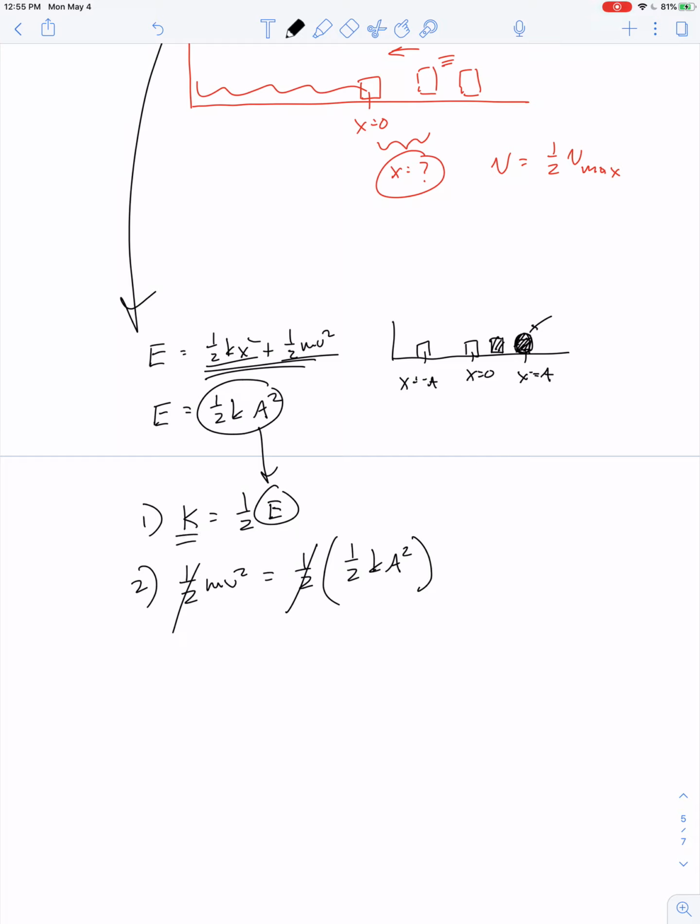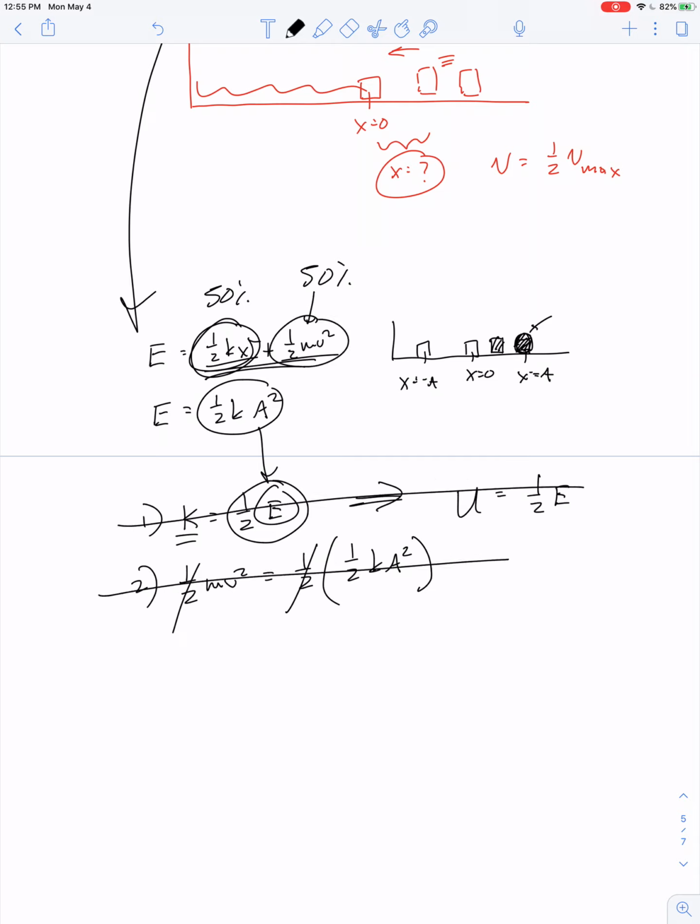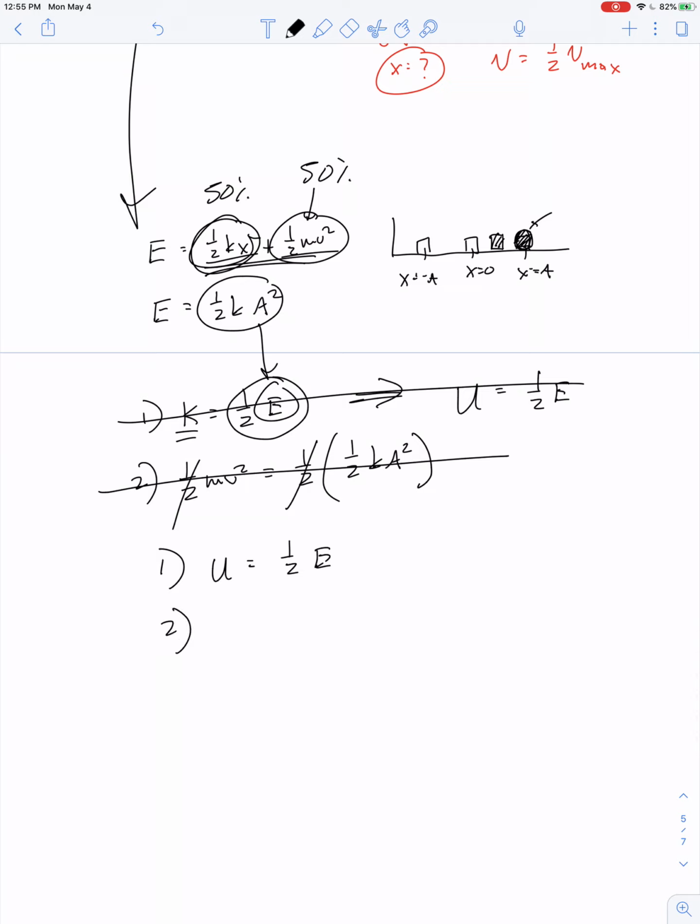If the kinetic energy is half of the total mechanical energy, then that implies the potential energy is also 1/2 the mechanical energy, right? In other words, the energy is split 50-50 between potential and kinetic. So I suppose a better way to do this would be to say U equals 1/2 total energy. So 1/2 k x squared equals 1/2 of the quantity 1/2 k a squared.